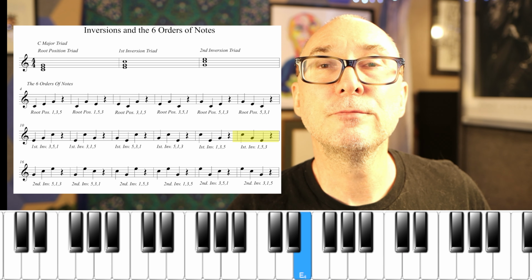Oftentimes when we use triad pairs, we use the most mundane melodies for each of the triads. For example, basically, we're just going from the lowest note to the highest note for each of the triads in each of the inversions. Instead, we can take one of the different triadic melodies and put that through the inversions. Here's an example.